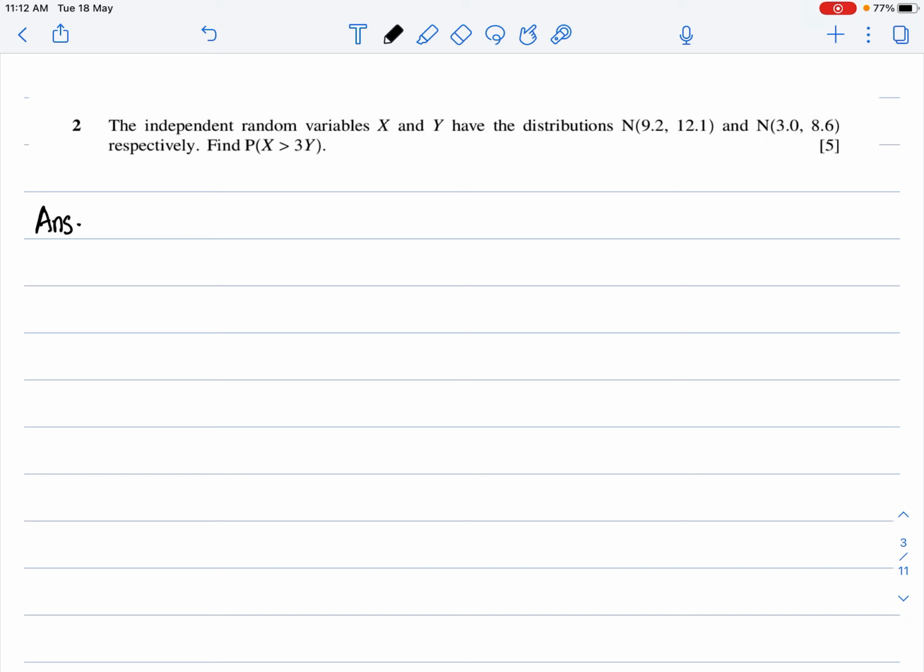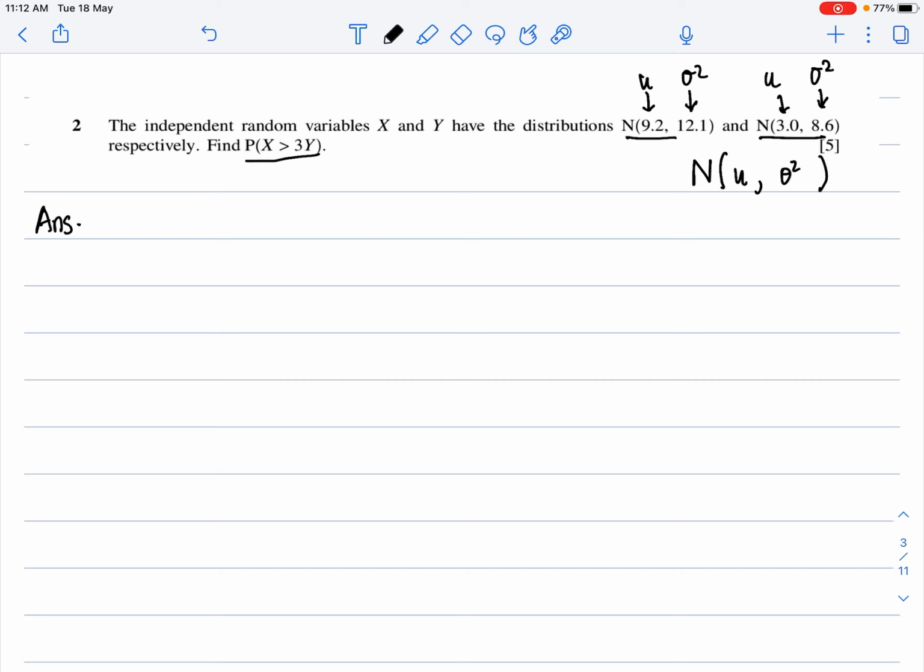So, the independent random variables x and y have these distributions here which they have specified. And we need to find the probability that x is more than 3y. A normal distribution is always given by the mean, comma, the variance. So this is the mean for x, the variance for x, this is the mean for y, and the variance for y.